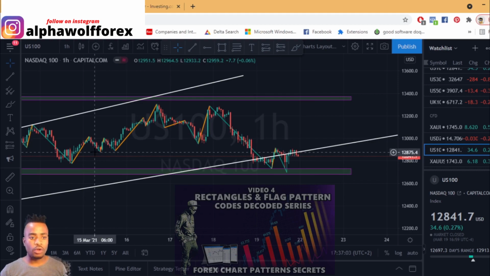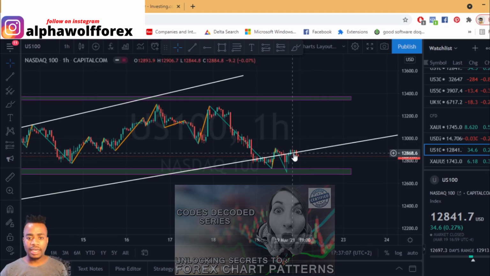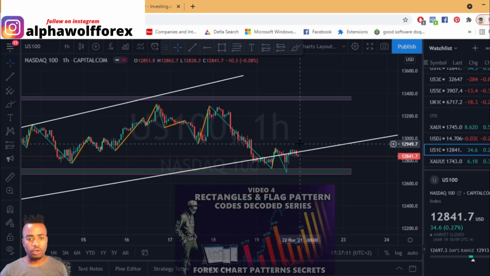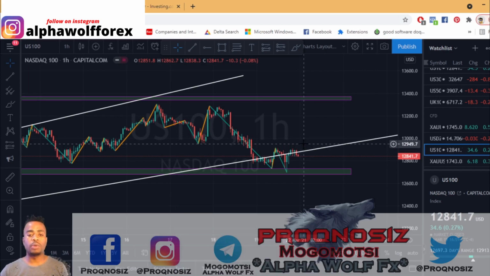Why did it fail? Because it did not break the neckline. Like also here, we have to wait. The neckline is a resistance point. Though we have a minor resistance here, once the neckline is broken, it will give us more probabilities.